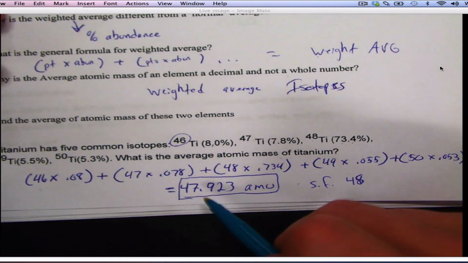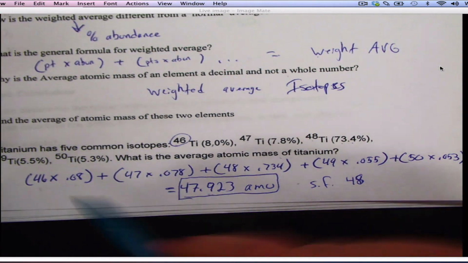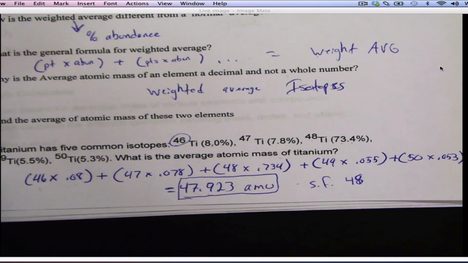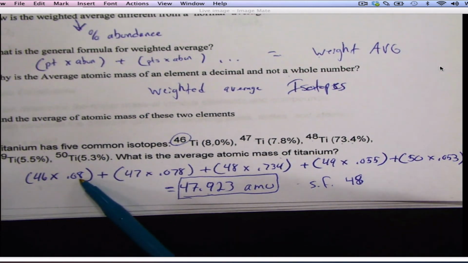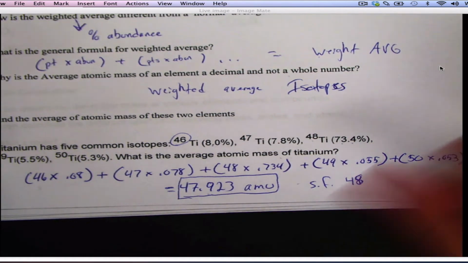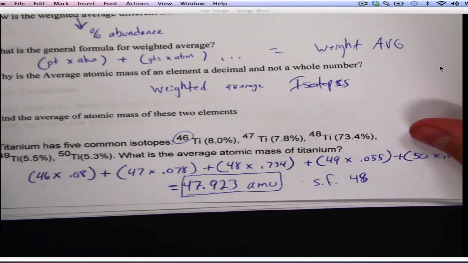All right, so there is your weighted average for this calculation. Here's the setup for it. All right, so how much it's worth, percent abundance, and add all the different isotopes together. All right, let's try a different one. So there's a little longer one. Let's try another one. Here's the next one.